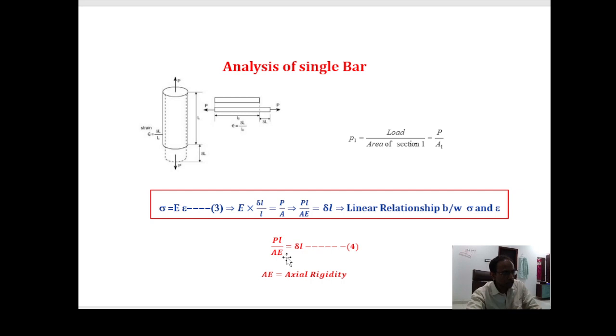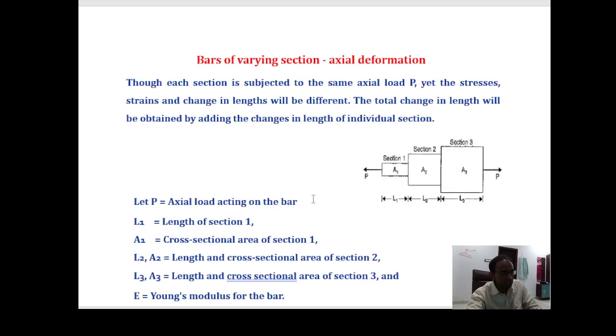How to calculate the total deformation? So let us consider a stepped bar like this. Here we have a stepped bar with varying cross section, with three different steps, three different cross sections you can see here, and it is subjected to a common force. It is pulled by a common force P on either side.